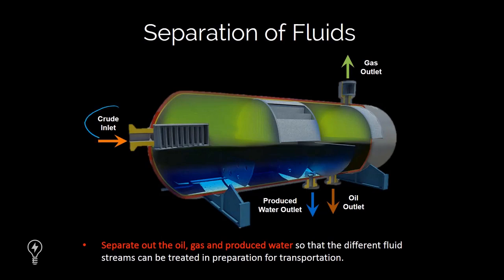Now, this is done in a separating unit where the crude oil goes through the inlet and then it's separated out into oil, gas, and produced water. And this is done so that different fluid streams can be treated in preparation for the transportation phase.